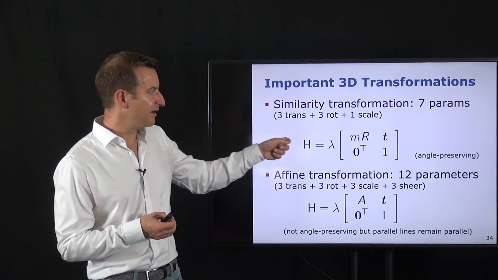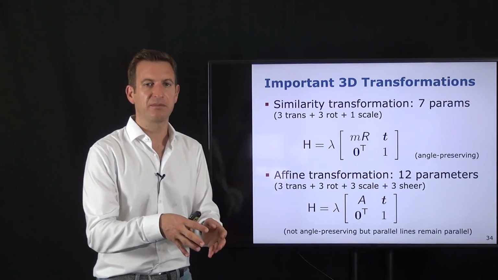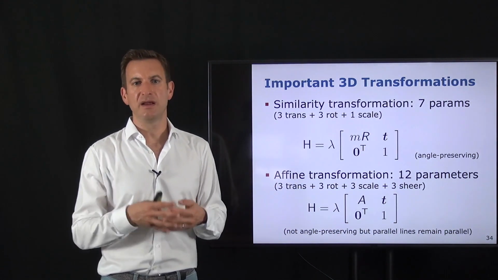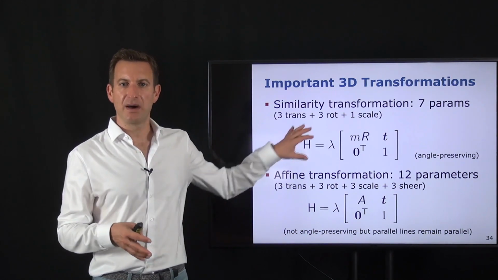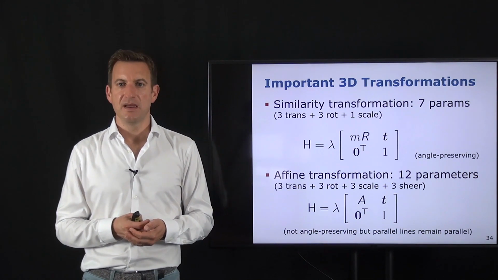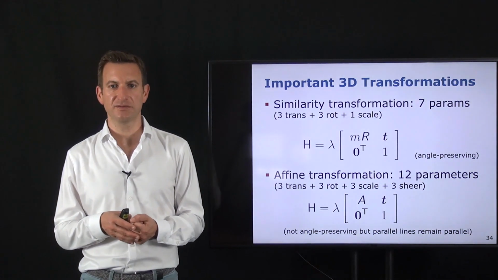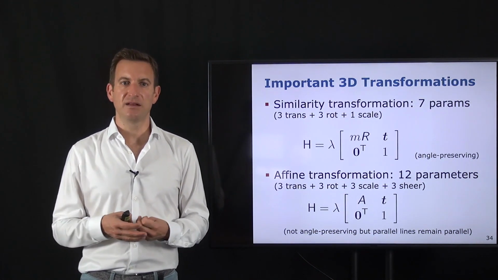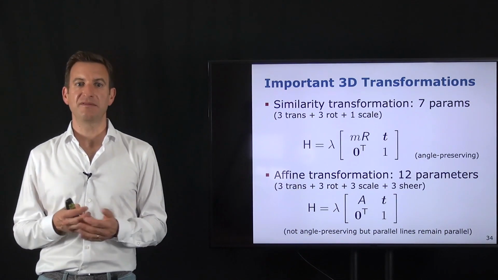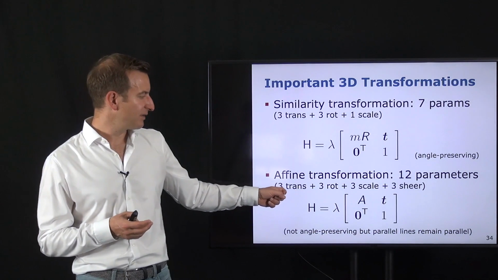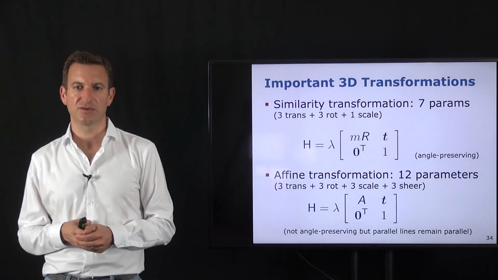So this is, again, still an angle-preserving mapping because we are just rotating something, we are shifting something, and we're making things larger or smaller in the same way in all dimensions. So all angles stay the same under this similarity transformation. If we now go to an affine transformation, which has additionally 3 shear parameters involved, and maybe even scale parameters in x, y, and z differently, then we end up having 12 parameters. So 3 translations, 3 rotations, 3 scale parameters, and 3 shear parameters.